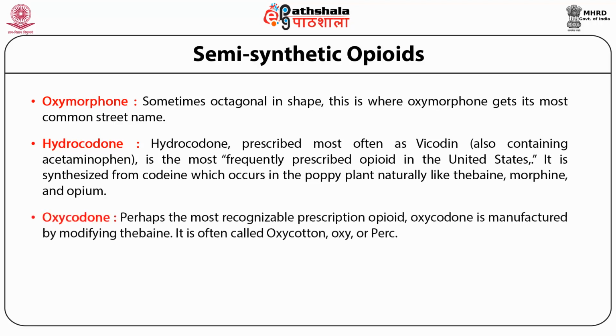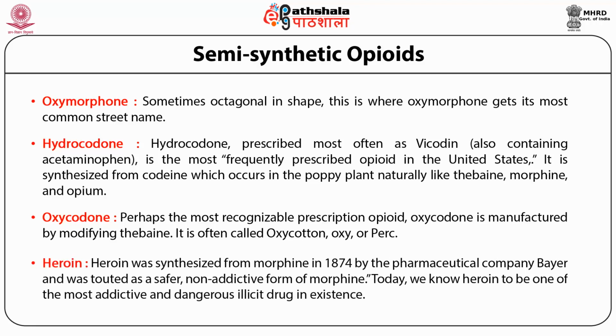Then comes oxycodone. Oxycodone, again, is the most recognizable prescription opioid. Oxycodone is manufactured by modifying thebaine. There are many names for oxycodone. Then last but not the least is heroin.